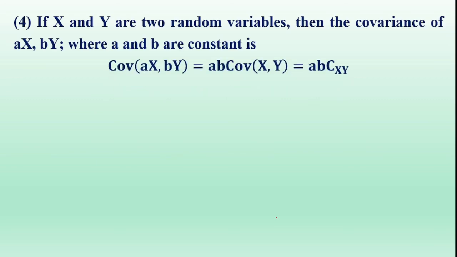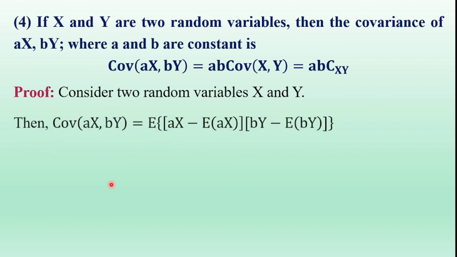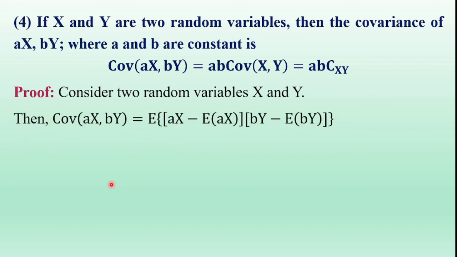Next, the fourth property is: if capital X and capital Y are two random variables, then the covariance of aX comma bY is ab covariance of X comma Y, where small a and small b are constants. So now coming to the proof, consider two random variables X and Y.